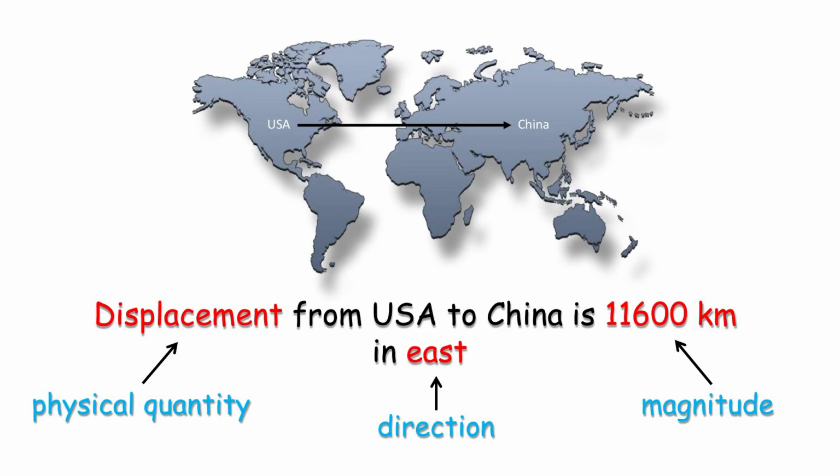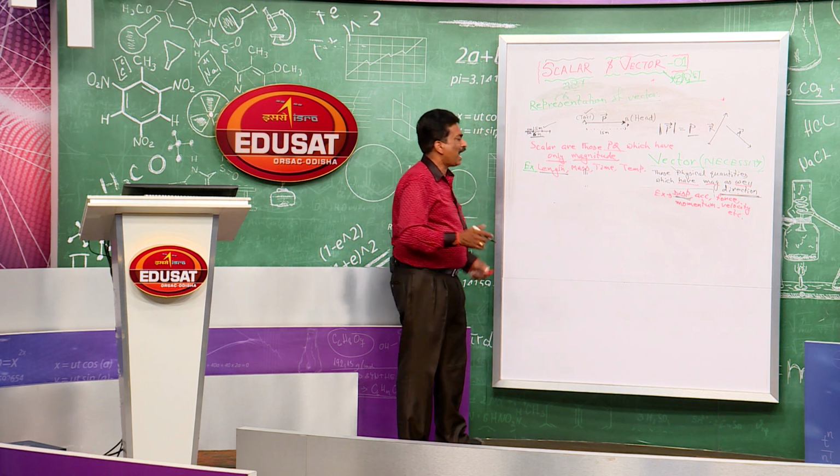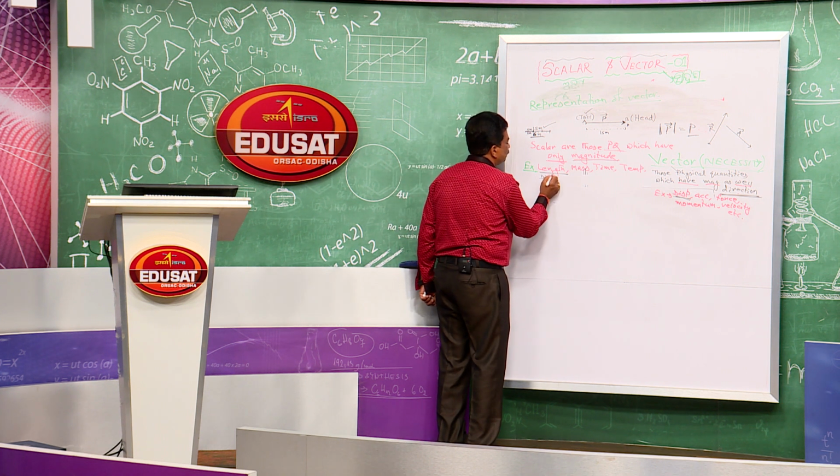If we go for other examples, suppose the displacement from the USA to China is so many kilometers, in what direction is written on the screen, that is, in the east. So, two places are there, but a particular direction is given when the line joins those two particular places, that is called the displacement. As I said, displacement is an example of a vector. Likewise, that displacement is nothing but a length, and that is called the distance.